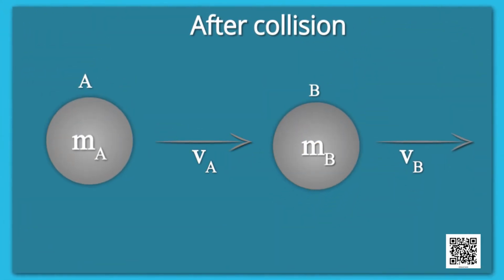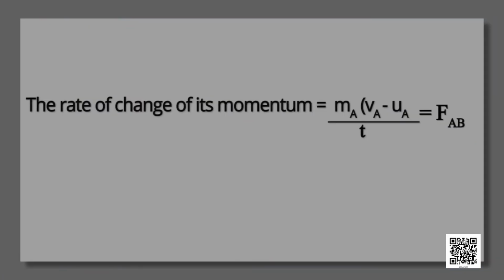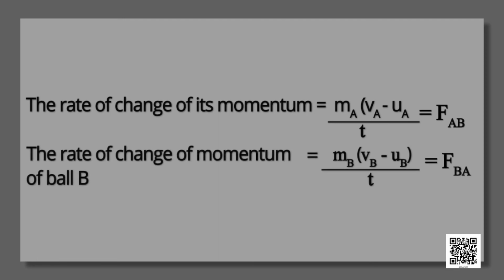Suppose vA and vB are the velocities of the two balls A and B after the collision. Now the momenta, plural of momentum, of ball A before and after the collision are mA uA and mA vA respectively. The rate of change of its momentum, FAB, during the collision will be mA (vA minus uA) upon t. Similarly, the rate of change of momentum of ball B, that is equal to FBA, during the collision will be mB (vB minus uB) upon t.